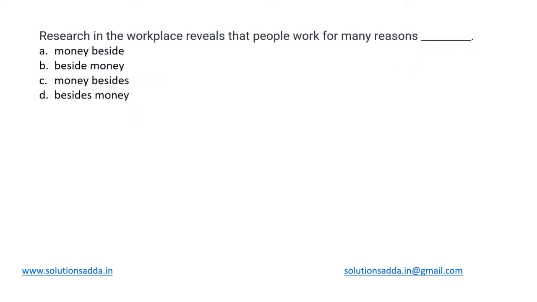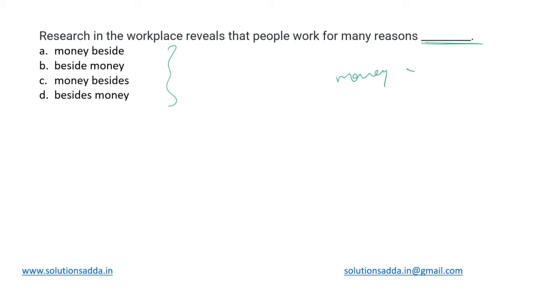This is a general English fill in the blank type of question. Research in the workplace reveals that people work for many reasons dash. Now here from the given options we can see that the sentence is trying to convey that there are other reasons for people to work as well, and not just money.